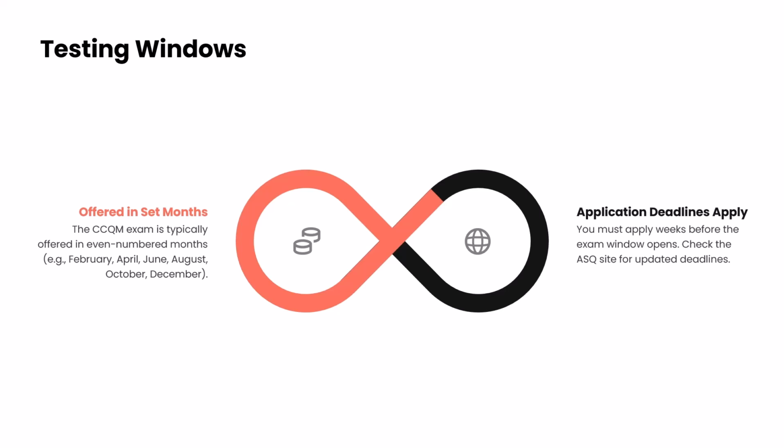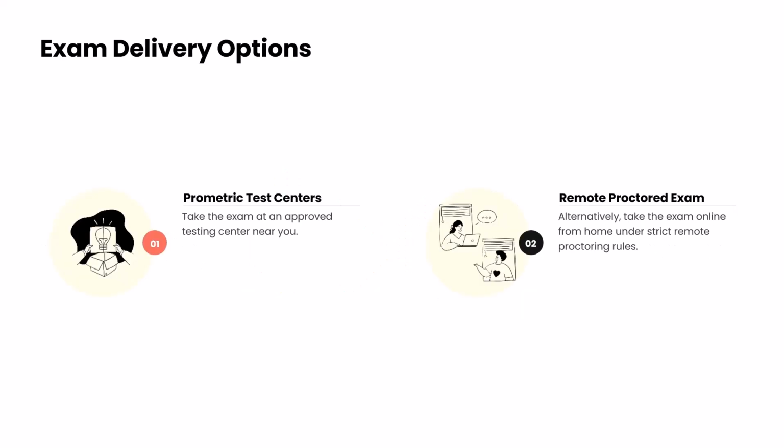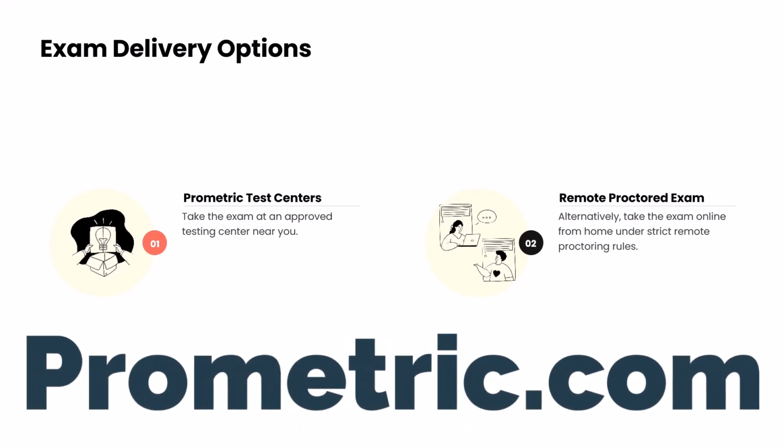And there is a cut-off date for application. For example, if you are booking for an exam in February, then there will be a cut-off date of January 7th or January 10th. Before that, you need to put in your application, and based on this, you can appear in the exam in February. Now, using the eligibility ID or the code provided by ASQ, you can go to Prometric. You can book your exam online at the Prometric site.